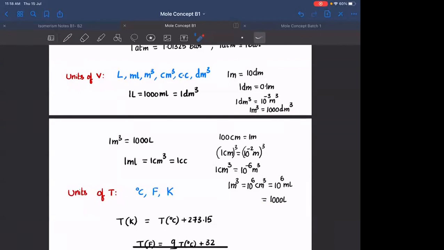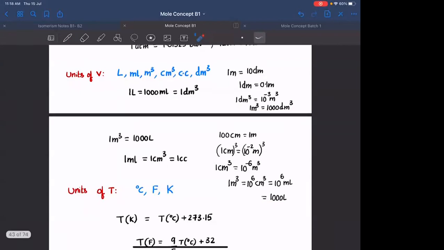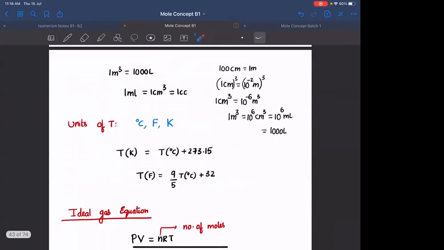Okay. Next, units of temperature. ये आप लोगों को बचपन से पता है. Degree C, Fahrenheit and Kelvin. The relation between Kelvin and degree C is: temperature in Kelvin scale equals temperature in degree C centigrade scale plus 273.15. Temperature in Fahrenheit is 9 by 5 times the temperature in degree C plus 32.